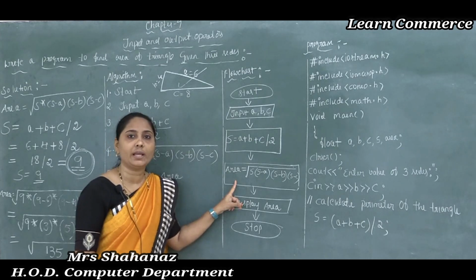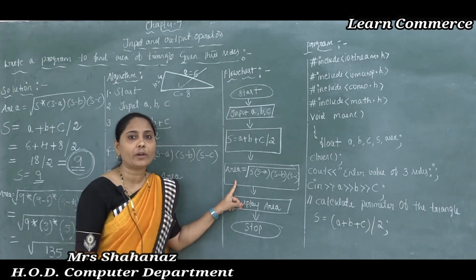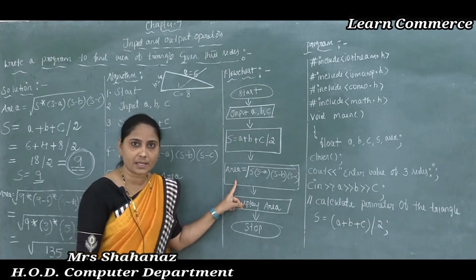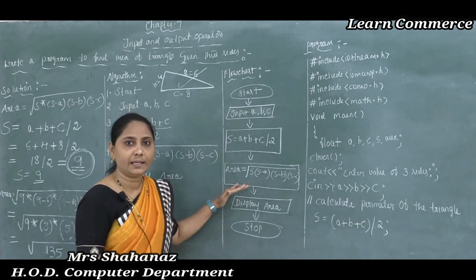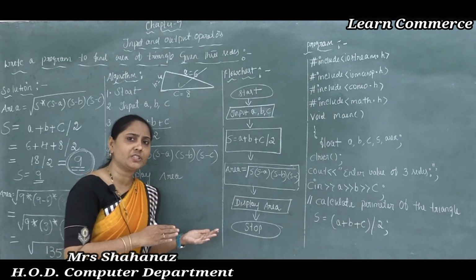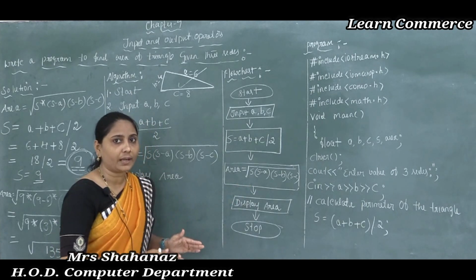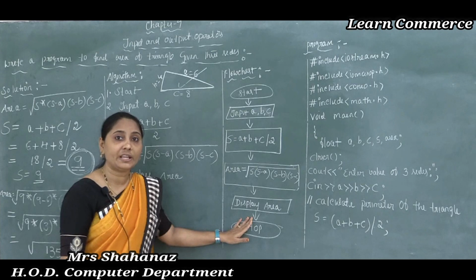I am using the process symbol just to make the calculation with the formula: semi-perimeter S is equal to (A plus B plus C) divided by 2. After knowing the semi-perimeter answer, I will use it for the area of the triangle, again with the process symbol. The formula is area equals the square root of S into (S minus A) into (S minus B) into (S minus C). After completing the semi-perimeter and the area of the triangle, I just want to display the result.